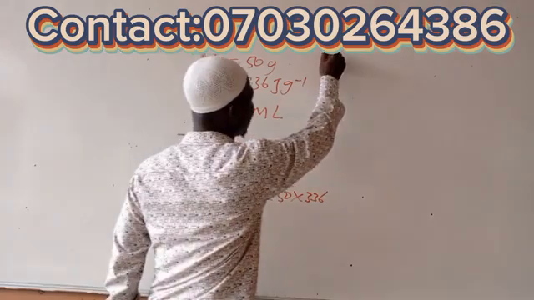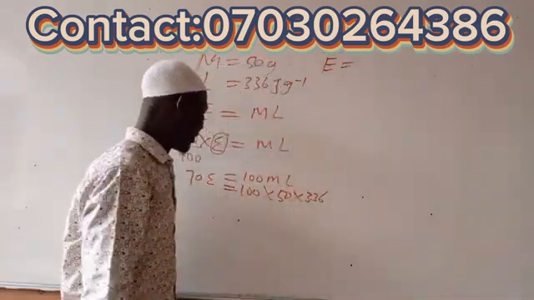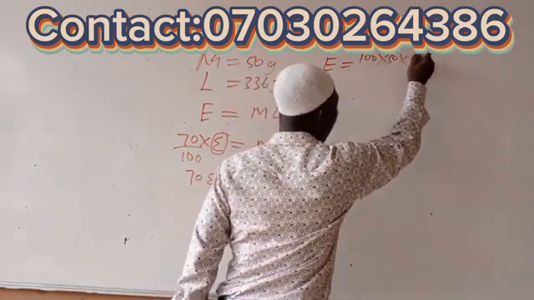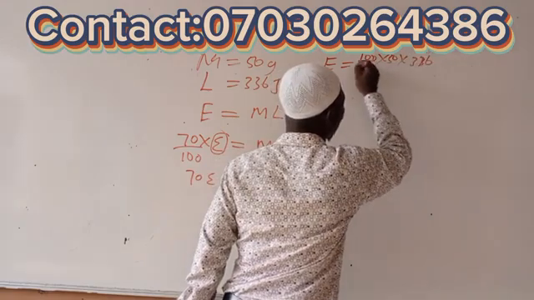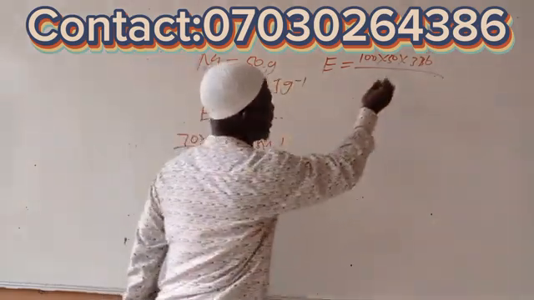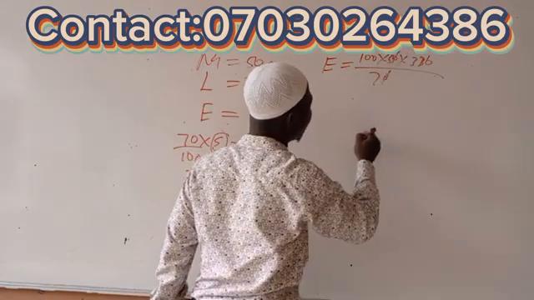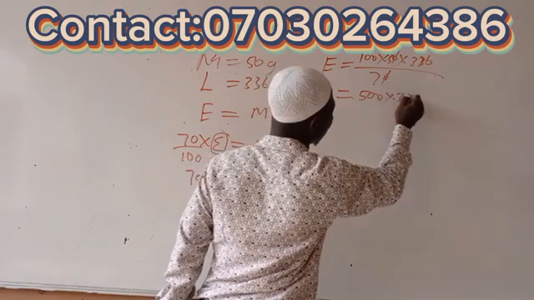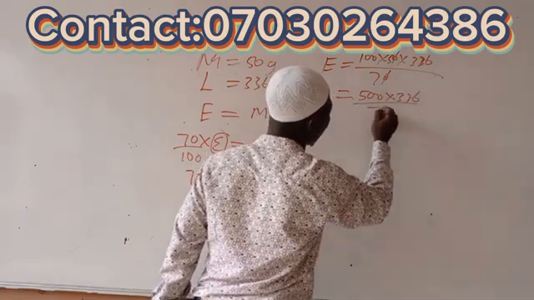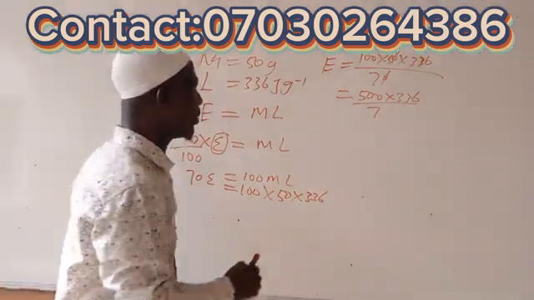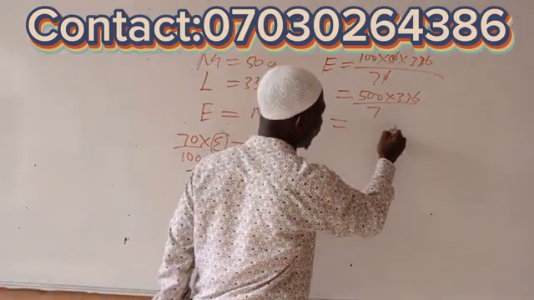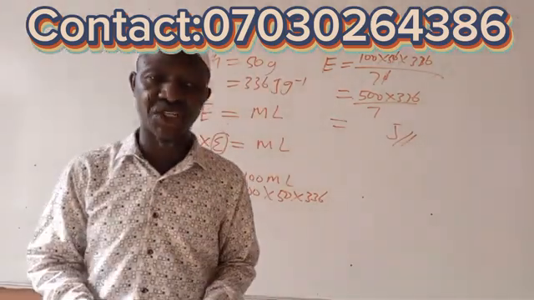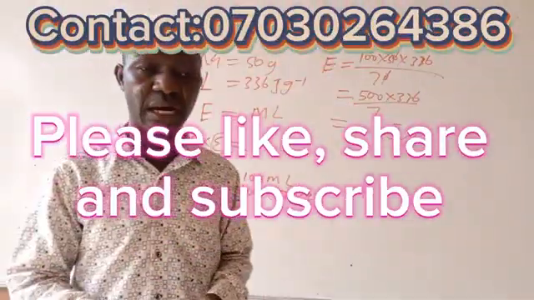Then whatever you get, you divide by 70. Therefore, our total energy supplied will be 100 times 50 times 336 divided by 70. This cancels this, so total energy will be 500 times 336 divided by 7. Whatever you get is your final answer, and it will be in joules because we are calculating energy. So that is all about that. If you have any question, you are free to call me through the number on the screen.